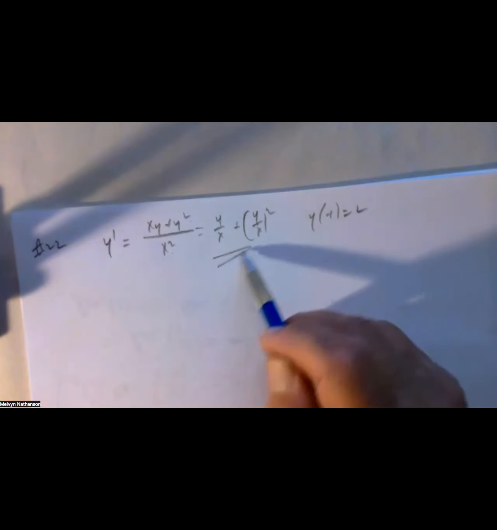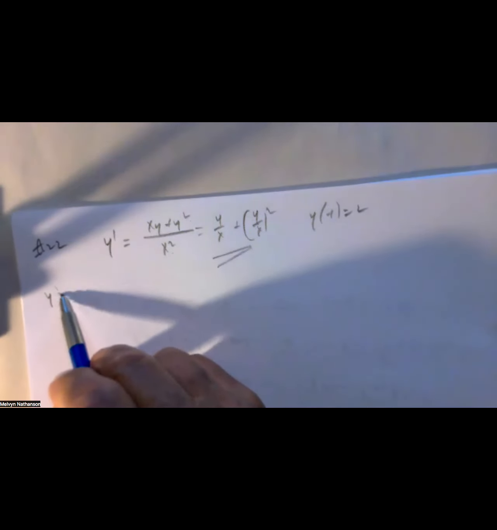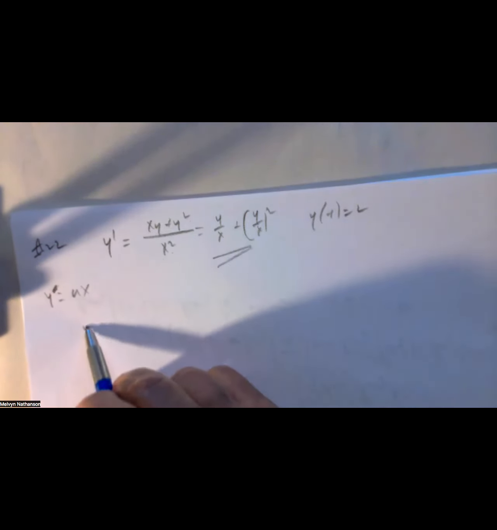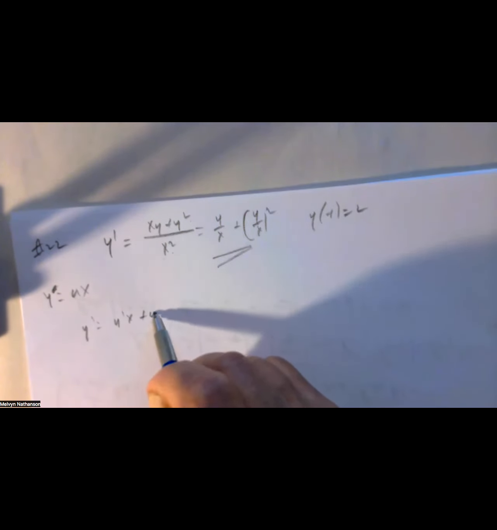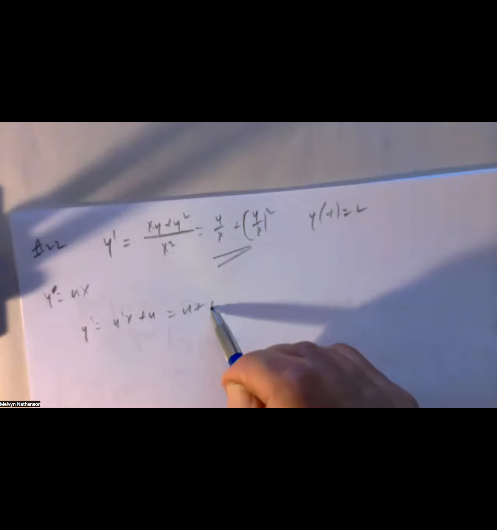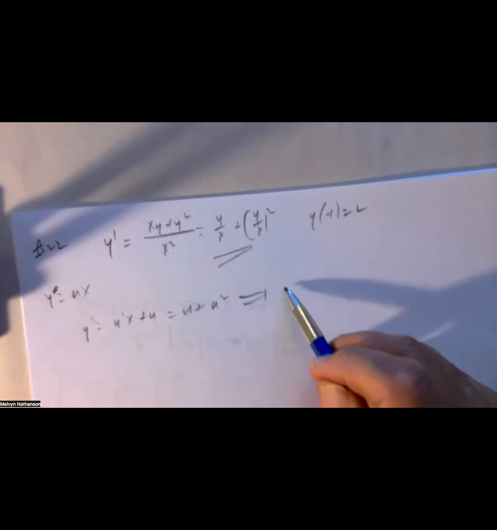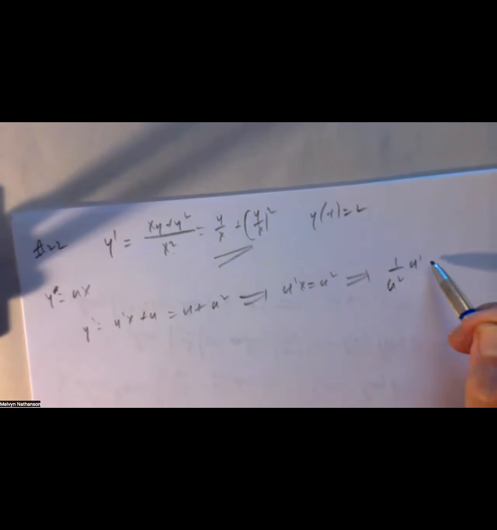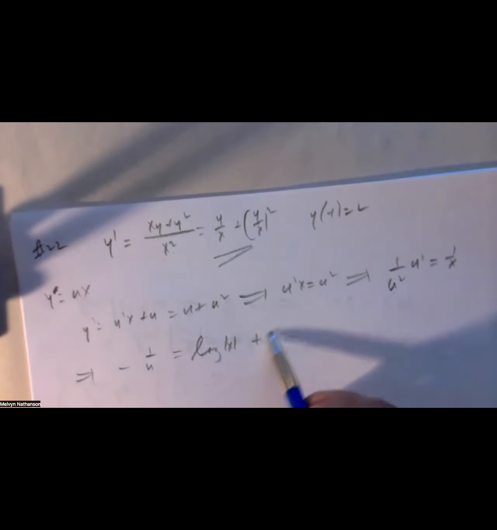This is homogeneous. So if I let y equal ux, then y prime is u prime x plus u equals u plus u squared. That just says u prime x equals u squared, which is 1 over u squared u prime equals 1 over x. When you integrate 1 over u squared, you get minus 1 over u equals log x plus a constant.